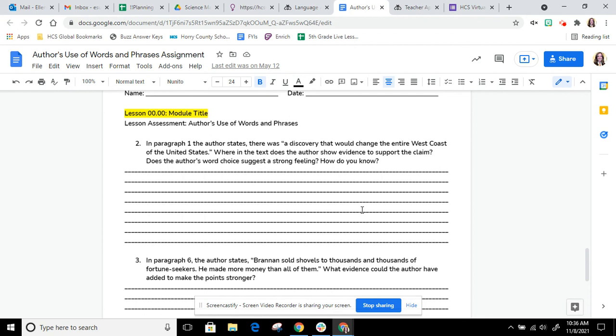Number 2, in paragraph 1, the author states, there was a discovery that would change the entire west coast of the United States. Where in the text does the author show evidence to support the claim? Does the author's word choice suggest a strong feeling? How do you know? You're then going to go into the text and see where the author provides evidence to support the claim. What is the evidence that supports that claim? And the way the author presents that information, does that suggest a strong feeling? And how do you know?